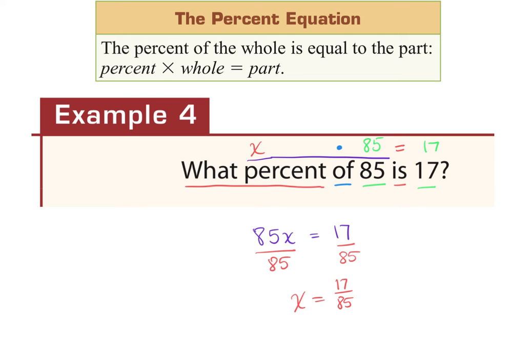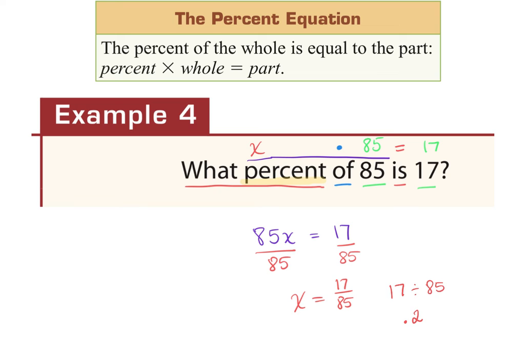But I am looking for specifically a percent. Is this written as a percent? It is not. How do I convert it to a percent? Well, I need to convert it to a decimal and move it over, right? How do I convert it to a decimal? Well, thankfully, your teacher gave you a calculator, and you are going to, in your calculator, say 17 divided by 85. And what do you get when you do 17 divided by 85? Yeah, so you get 0.2.